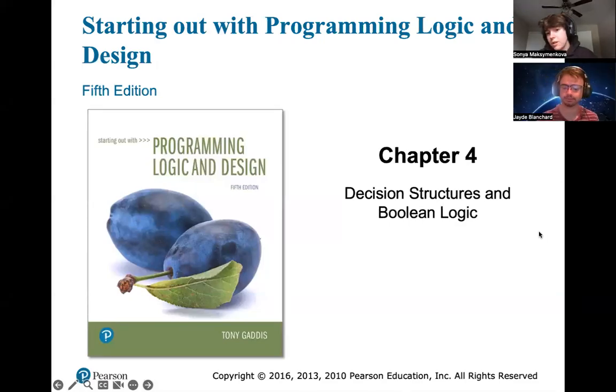Okay, so we're going to talk about decision structure and Boolean logic. This is one of the most important topics to understand when it comes to programming because you will be using these a lot. No matter what language you will be coding in, the decision structures as well as repetition structures, which is in the next chapter, will be coming up quite a lot in your everyday, day to day, just regular work.